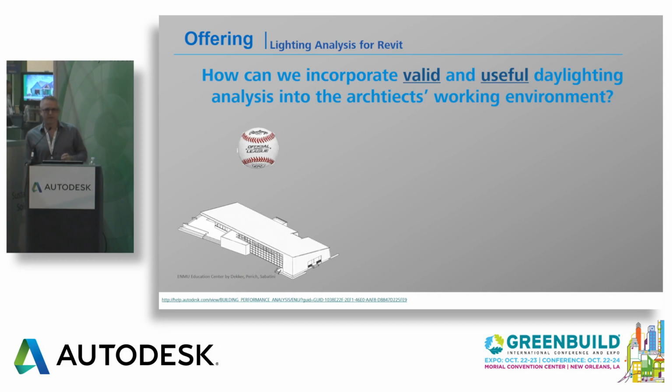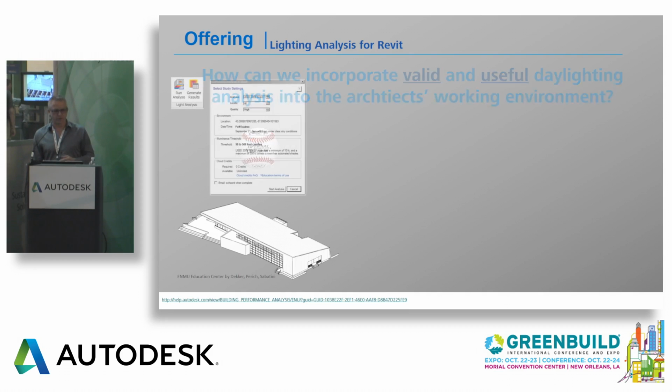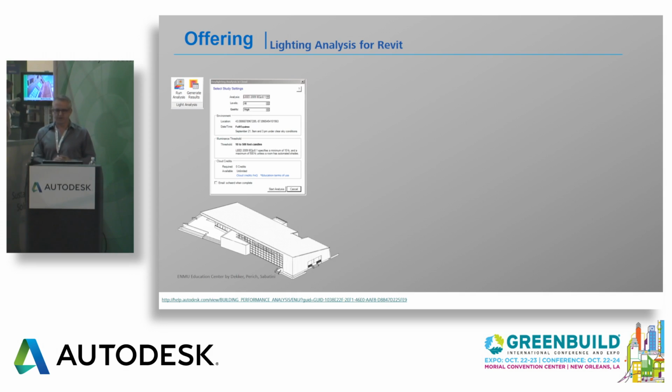All right, let me talk about the lighting analysis tool itself and how we've tried to incorporate some of these concepts into it. What we're trying to do here is create the baseball, right, for the architect. The lighting analysis tool has a very simple front end, a button on the toolbar that has run analysis and generate results buttons. It's really a two-step process at the highest level. The analysis window gives very few choices, just analysis type, and then everything else is automatically set up for that analysis type.